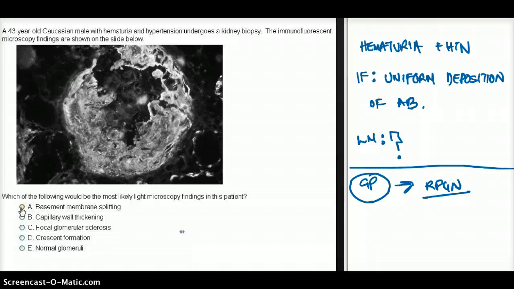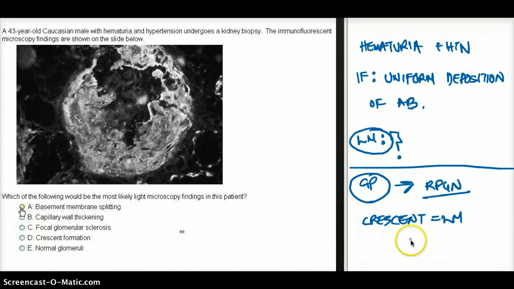do we see on light microscopy on RPGN? The one thing that we all know that we see in light microscopy is going to be crescents. Okay, it's clear. So that's what we see in light microscopy. We already found our answer. We didn't even have to look at the options. But let's talk a little bit more on the whole crescent thing.